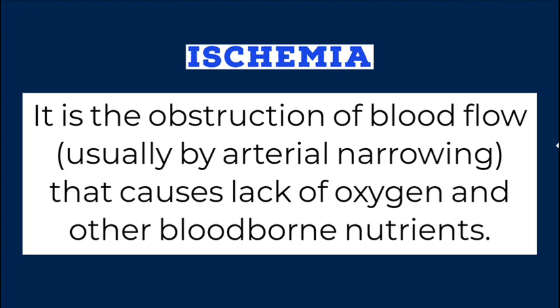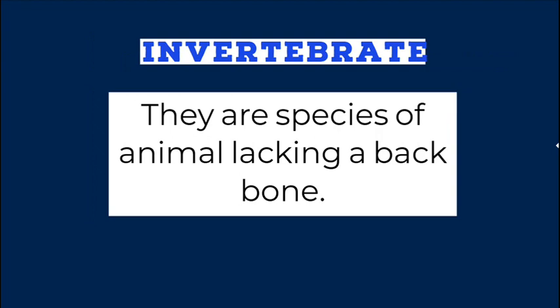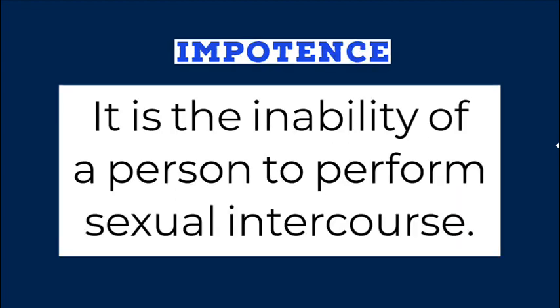Ischemia. It is the obstruction of blood flow, usually by arterial narrowing, that causes lack of oxygen and other blood-borne nutrients. Ischemia necrosis. It is the death of cells as a result of decreased blood flow to affected tissues. Invertebrate. They are species of animal lacking a backbone. Impotence. It is the inability of a person to perform sexual intercourse.